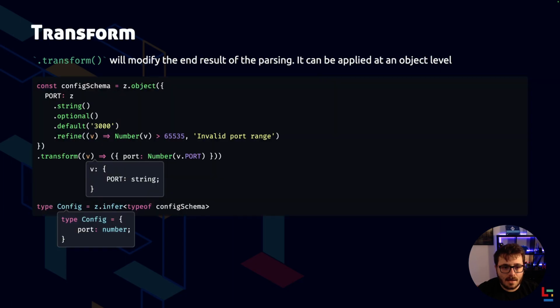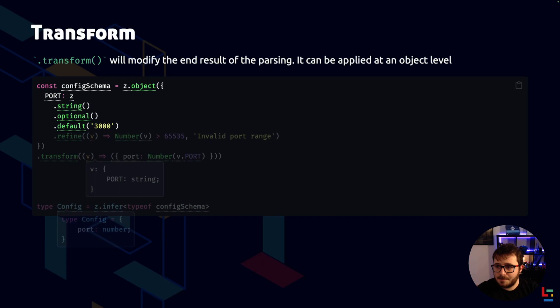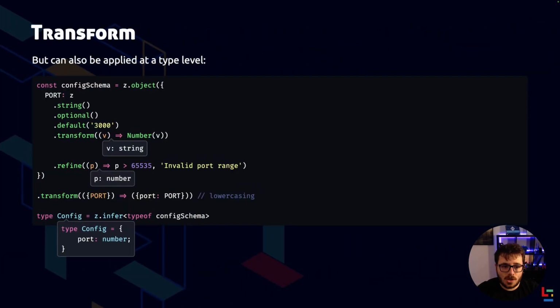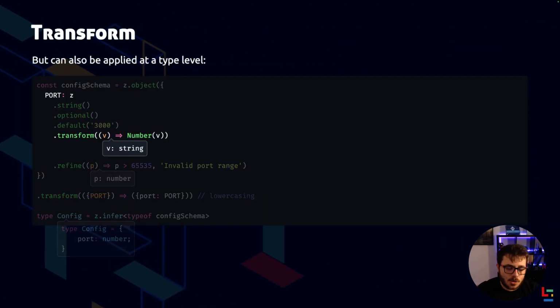Here on the other one, what we had was that we were applying this at an object level. So if we look at this, this is the object that we are actually defining. So we are defining the transform in the object and not the other way around. But if we go to the type level, we can apply the transform to the type, the port itself. So here we're just transforming that into a number first, and you can see it's still a string, the V is still a string. And then when we refine our P, it's a number already.